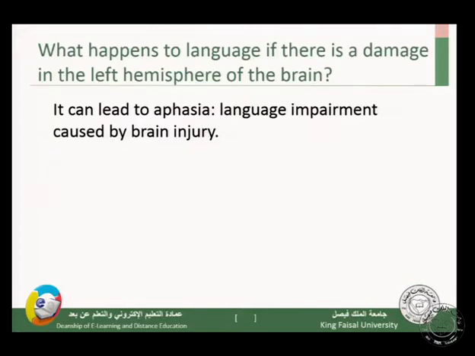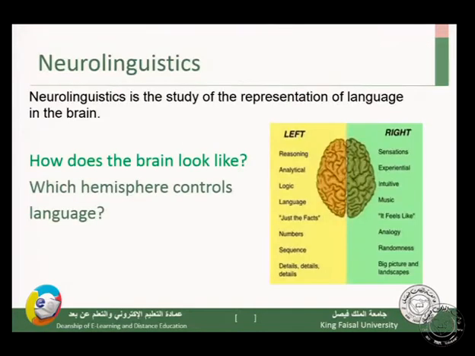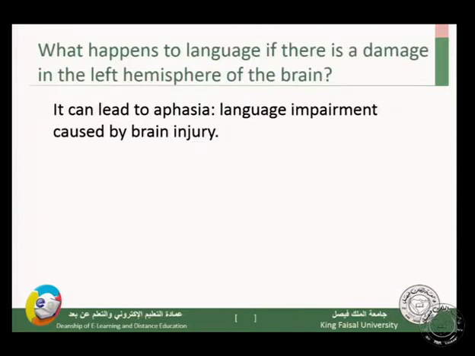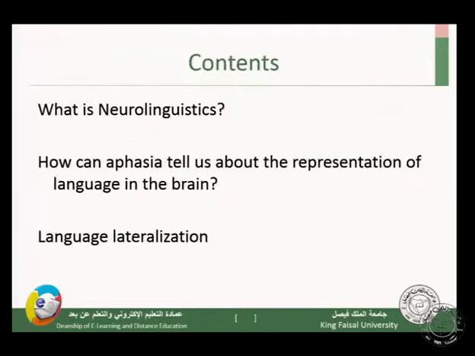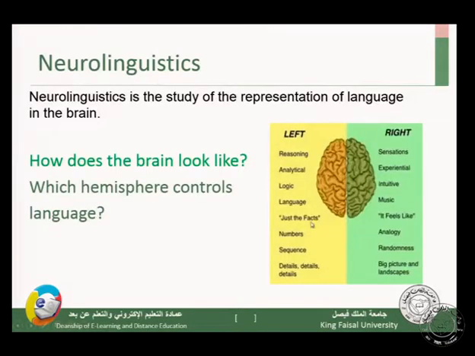Okay? Now, since we have seen that language is somewhere in the left side of the brain, it might be interesting to ask, what happens if there is damage to this part where language is? Can language be affected? What happens to language if there is damage in the left hemisphere of the brain where language is? What happens if there is damage on the side of the brain where language is based?